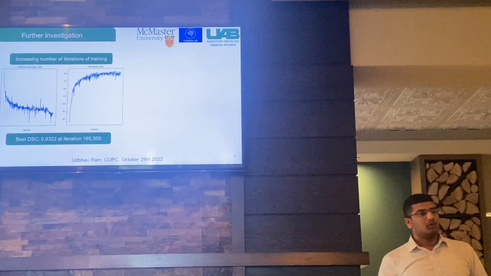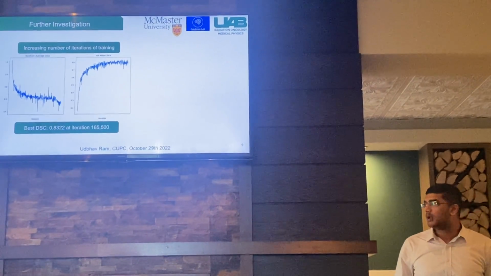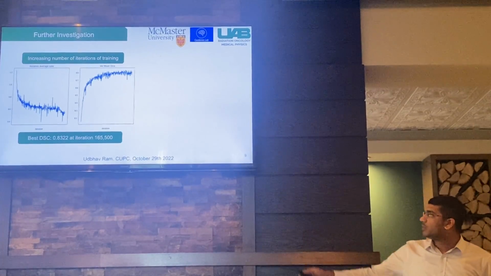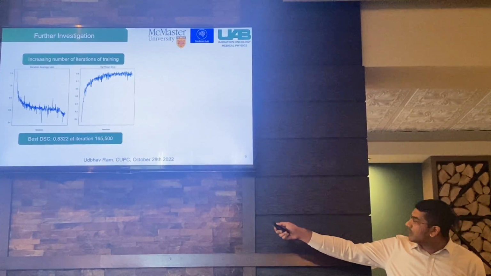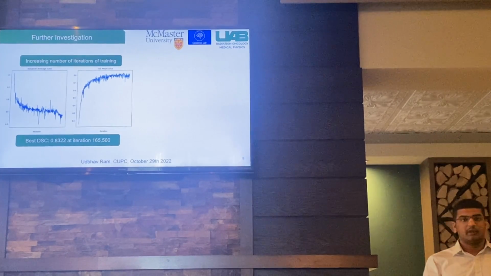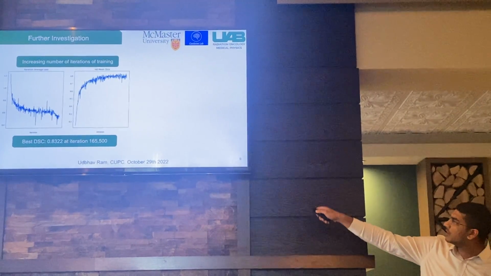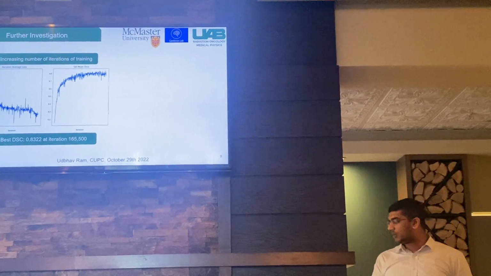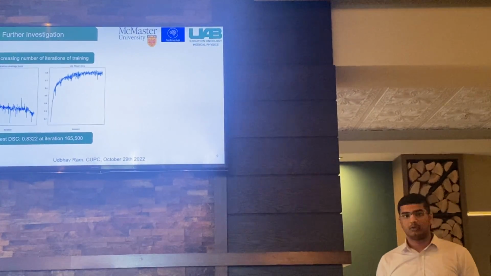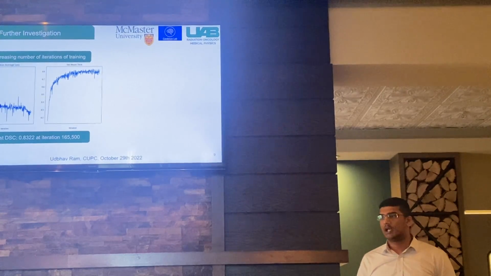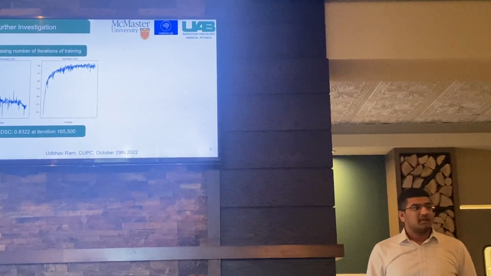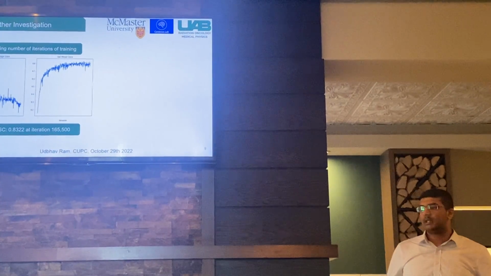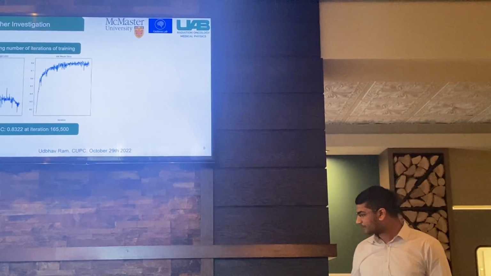Now, further investigation will likely involve increasing the number of training epochs, because we know that this will help. The way we know this is because we can see on this graph here the loss, which goes down over time, which is what we expect, and the accuracy, or the dice similarity coefficient, which goes up over time. And we reached our best DSC at an iteration of 165,500, if you remember, out of 185,000 total epochs. So because we reached our best DSC fairly late in our training, we know that there's likely a lot of room for improvement if we simply increase the number of training iterations.